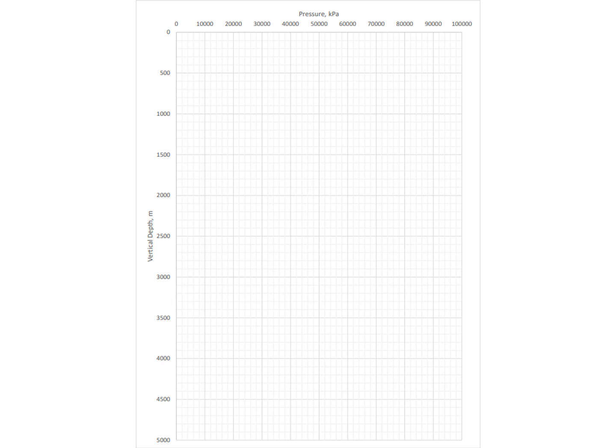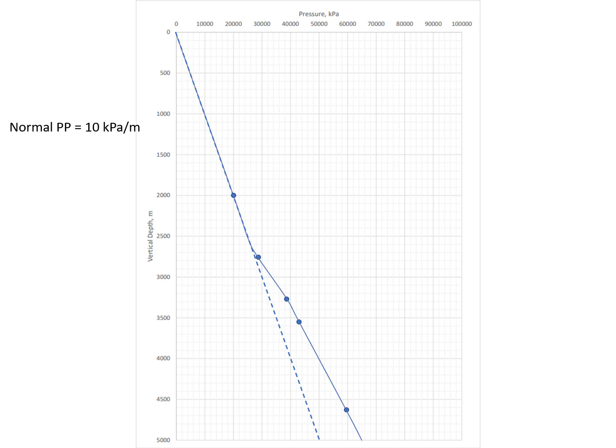Now that we have those pressure points, we go to the pressure versus depth graph. The first thing we need to do here is to plot the normal pore pressure line using the normal pore pressure relation of 10 kPa per meter. We can then plot the normal pore pressure line, which will be the base for our pore pressure curve. After this, we plot the pore pressure related points in the graph, and we can now deviate our pore pressure line from the normal one, passing it over the points we just plotted.